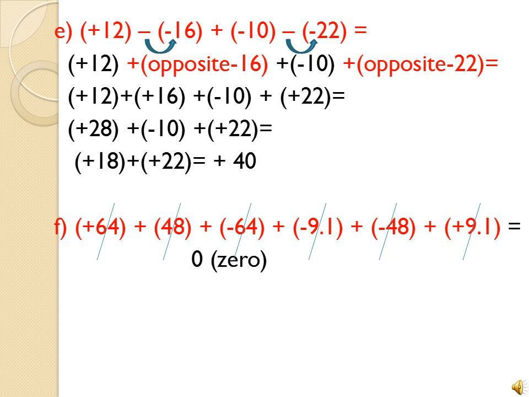So here plus 48, do I have minus 48? Yes, I have. So I cancel them. Now minus 9.1, do I have plus 9.1, which is the opposite of it? Yes, we have. So I cancel them. So no numbers remain in this numerical expression. So what shall I do? I will put 0. It's so easy.